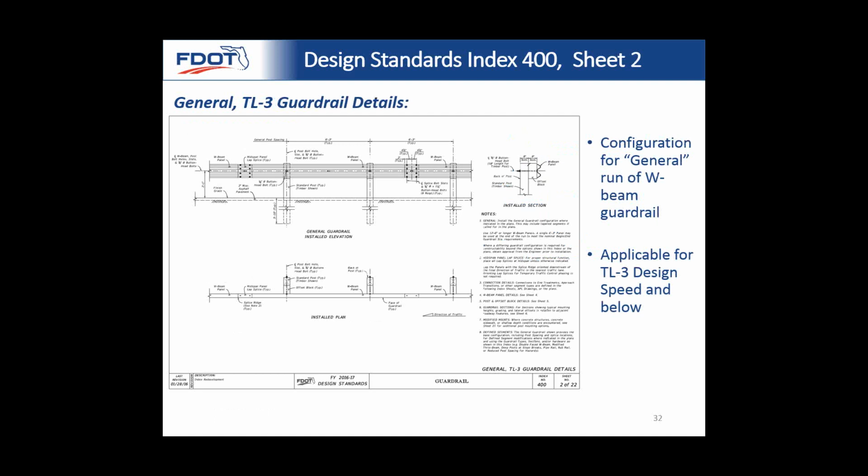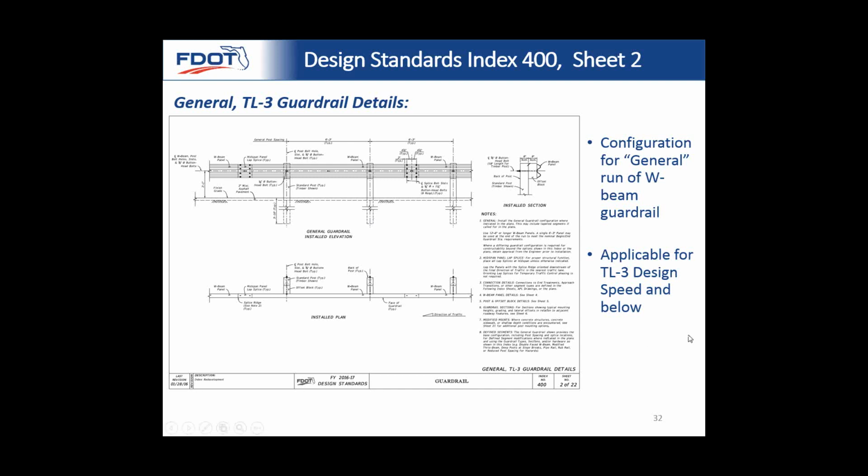All right, so getting into sheet number 2. This is kind of where we define, I guess, the bread and butter, the good old repetitive TL3 guardrail. And I say repetitive because you can have half a mile of this, and this is defining essentially the basics of guardrail. And it gives you the height.